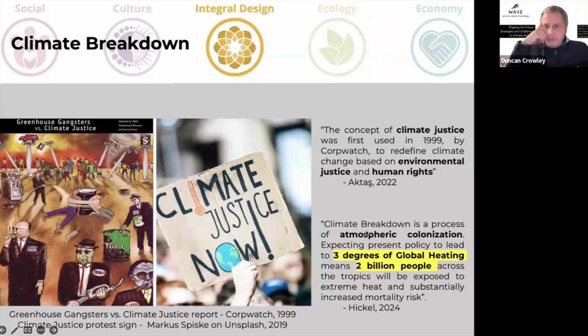Hickel from the Degrowth movement points out that we're expected to hit 3 degrees of global warming, and what that will lead to is 2 million people in the zone of death by either droughts, no water, extreme heat, or extreme floods, etc. And as we saw in recent weeks in Portugal anyway, this is not something far away. This is already happening. 15 people have died in the last week or 2 here in Portugal because of the start of the breakdown.